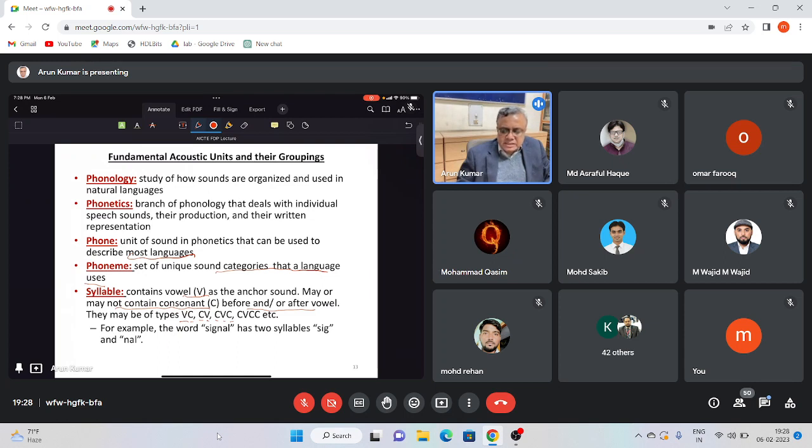Syllables are generally the most natural basic units of sound in terms of pronunciation. For example, if we take a word like signal, we speak out sig together and nal afterwards. So sig, there is a very brief pause, and then nal. This is a disyllabic word in which the anchor sounds in between are the vowels I and A.